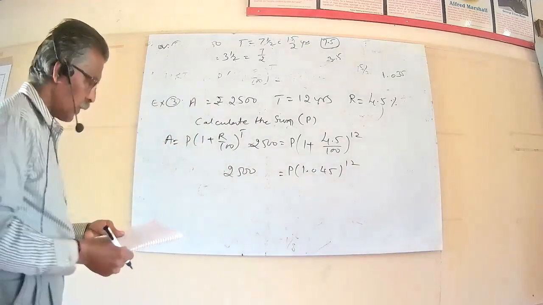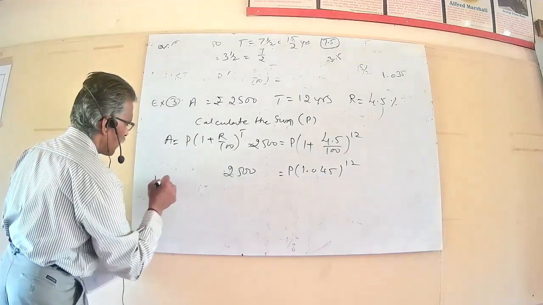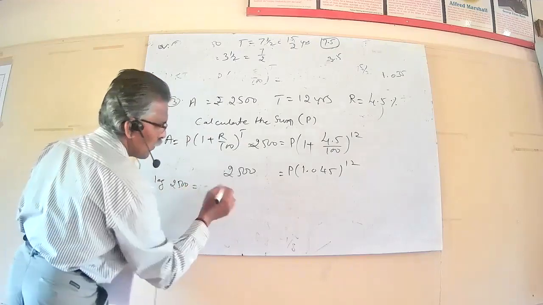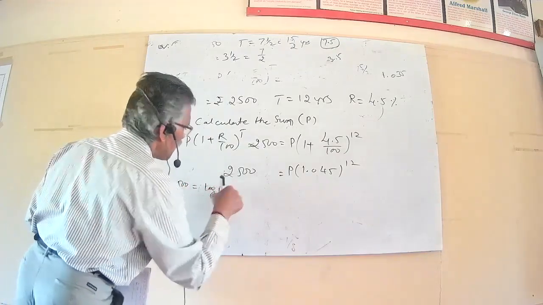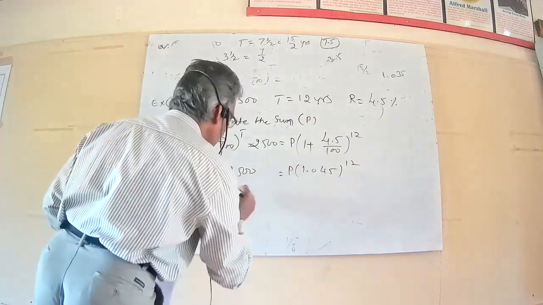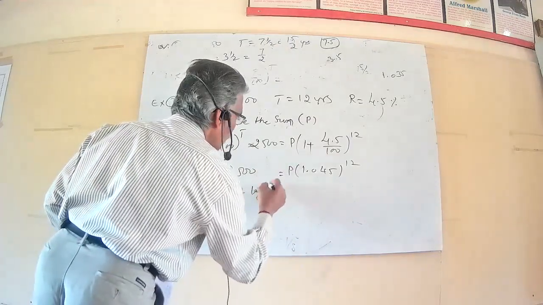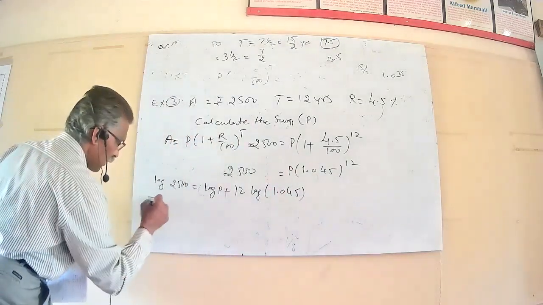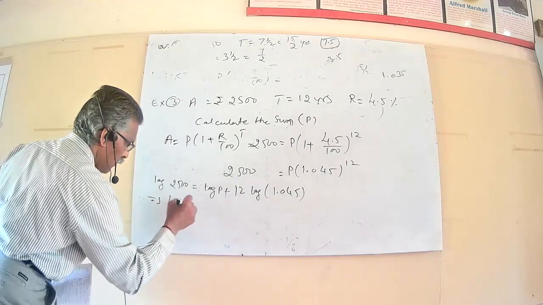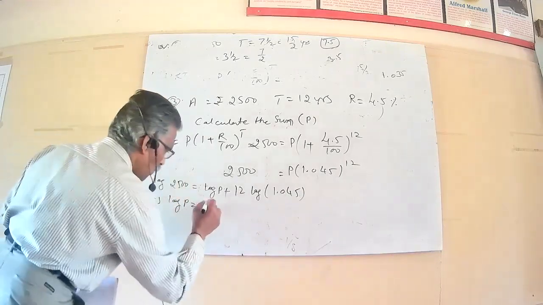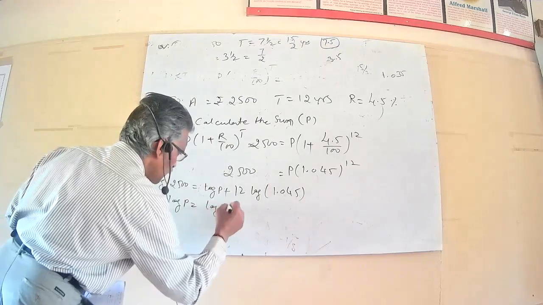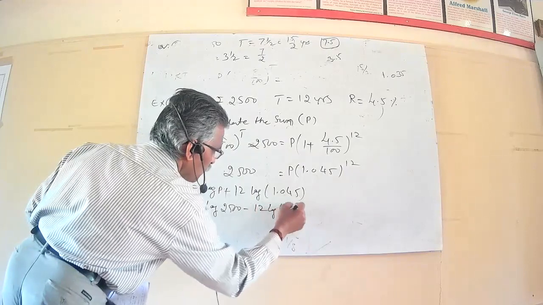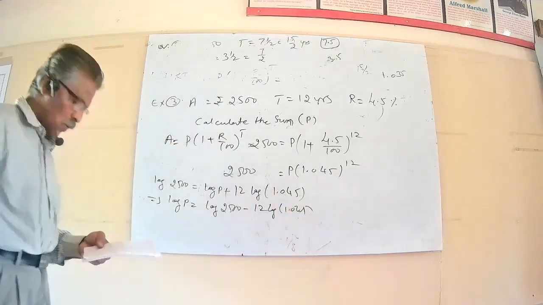Take the log. Taking logarithm on both sides, log of 2,500 equals log of P plus 12 into log of 1.045. So this implies log of P equals log of 2,500 minus 12 into log of 1.045.